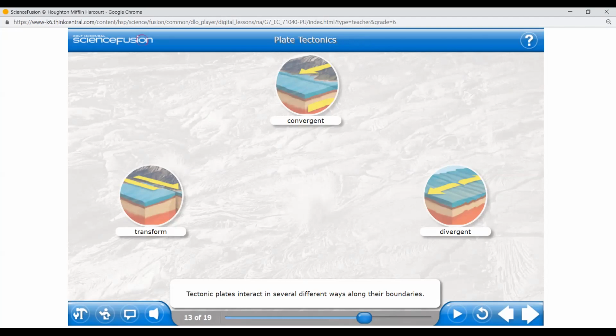So tectonic plates interact in several different ways along their boundaries. We're going to see those, which are called convergent. These are the major vocabulary words: convergent, divergent, and transform.